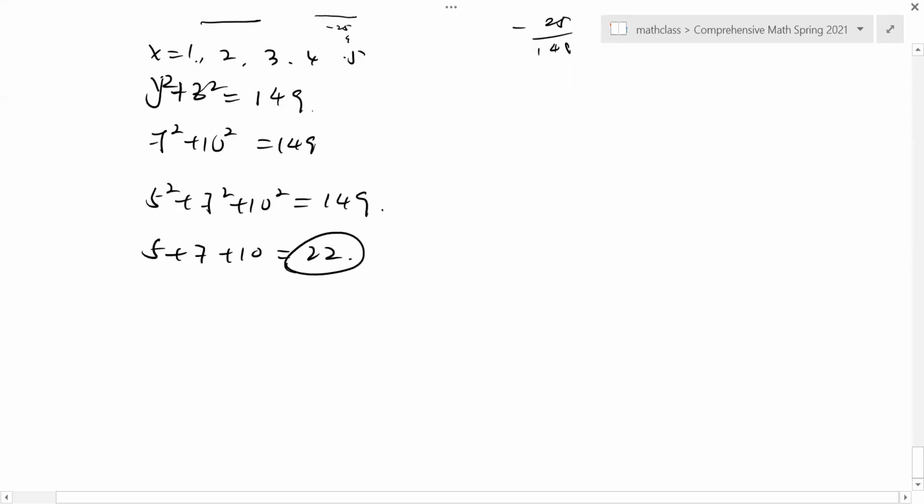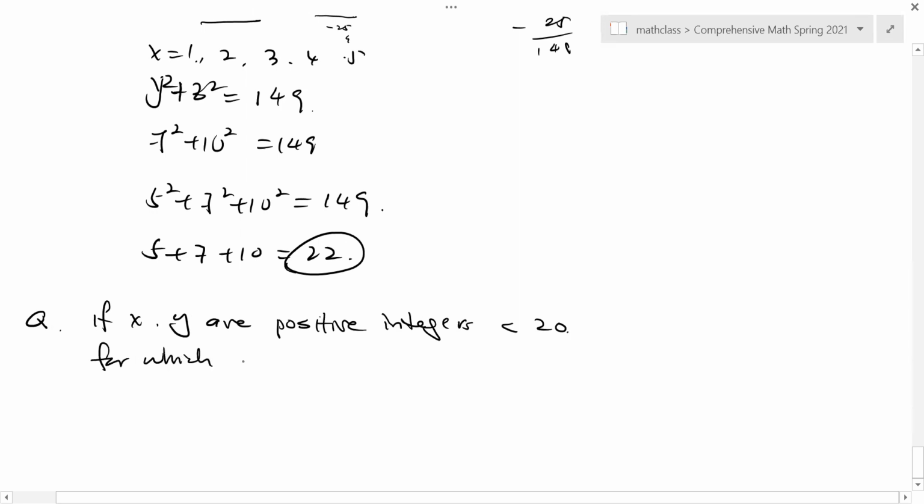Okay, let's do a little bit easier one. I hope you can finish it. Okay, if x, y are positive integers less than 20, and for which x plus y plus x times y equals 76. Find the value of x plus y.